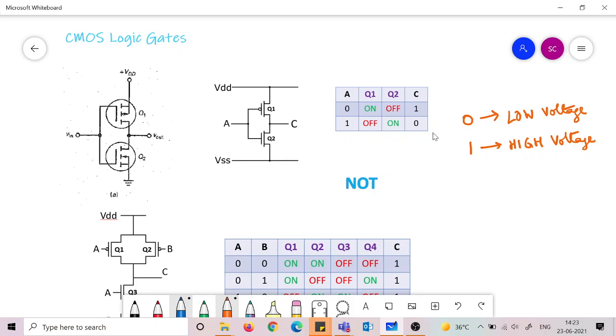This particular gate where the inversion operation is happening is called the NOT gate. Why is it called the NOT gate? It is simply that the output is not of the input. NOT means a complement of the input.